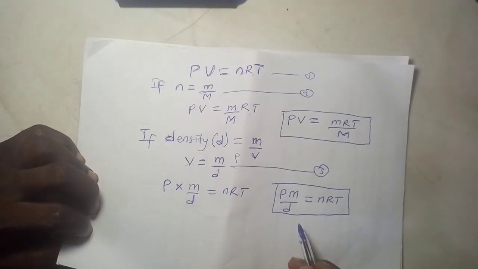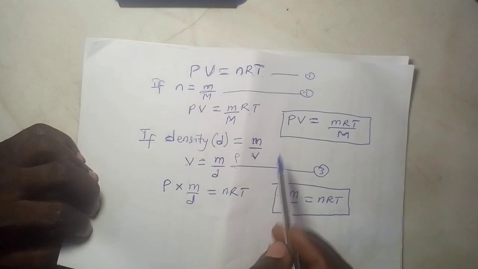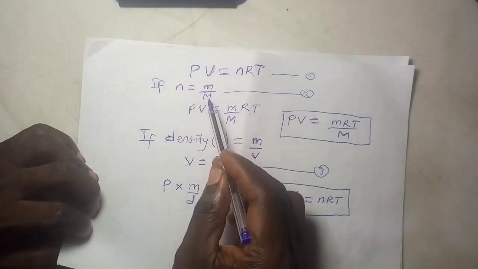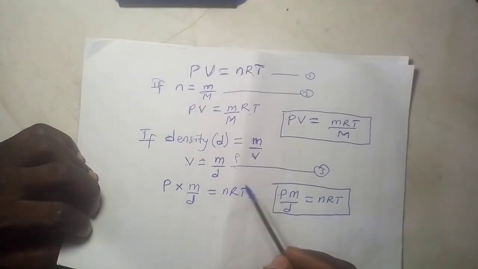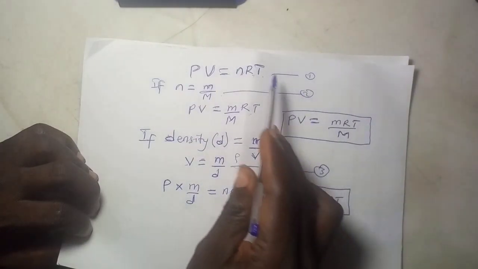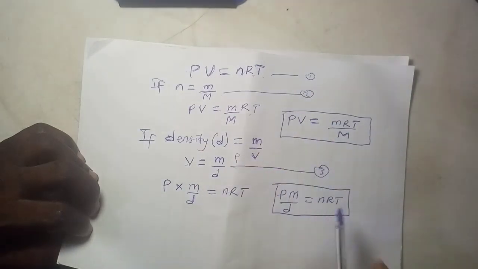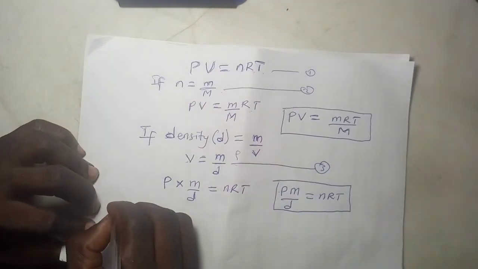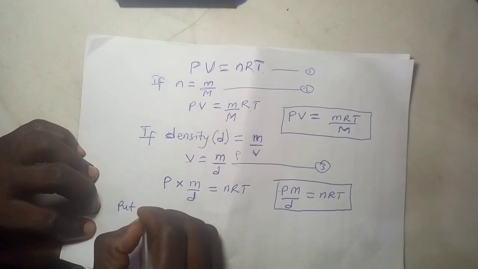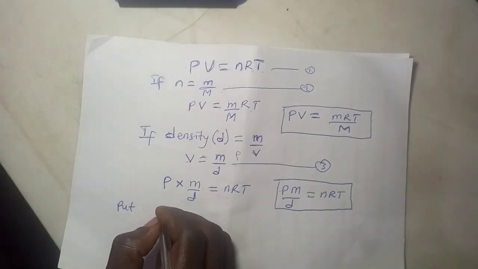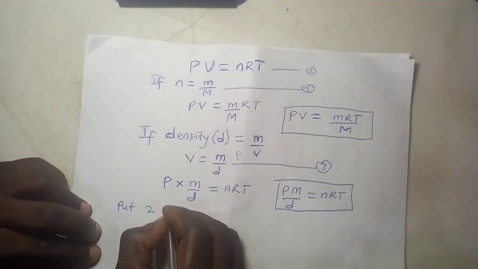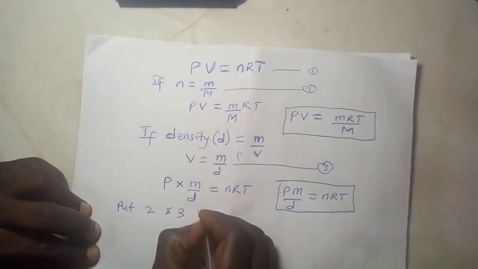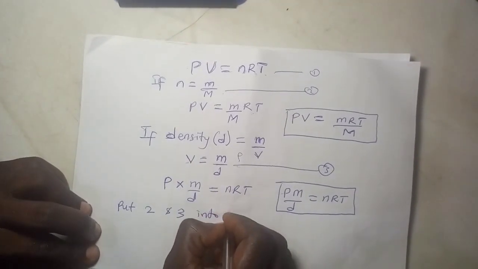Another one is, you can see that we got number of mole to be mass in gram over molar mass, and our V to be what? M over D. I can put equation 2 inside equation 1 and equation 3 inside equation 1 simultaneously. So what I'm saying now is that substitute equations 2 and 3 into 1. Okay, I hope you understand.